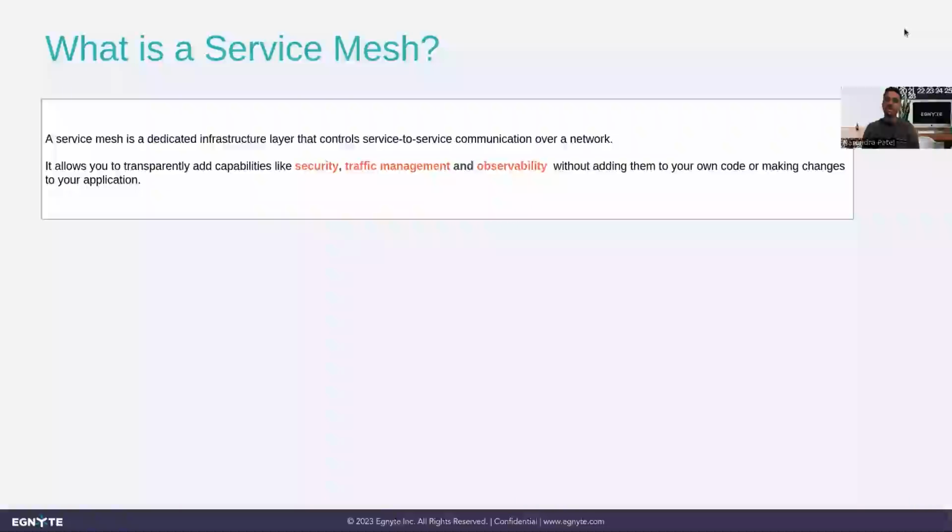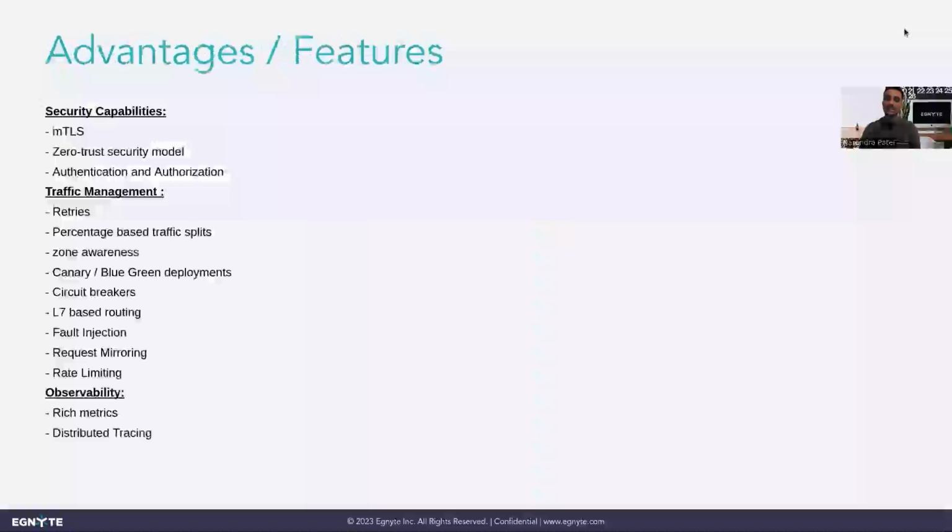Service mesh does this by providing an identity to each of your services so that they can establish trust with the other services and connect with them in a secure manner. It does so by providing some capabilities transparently, like security, traffic management, and observability, without you requiring to bake them into your code. So what are these capabilities? Let's just have a look.